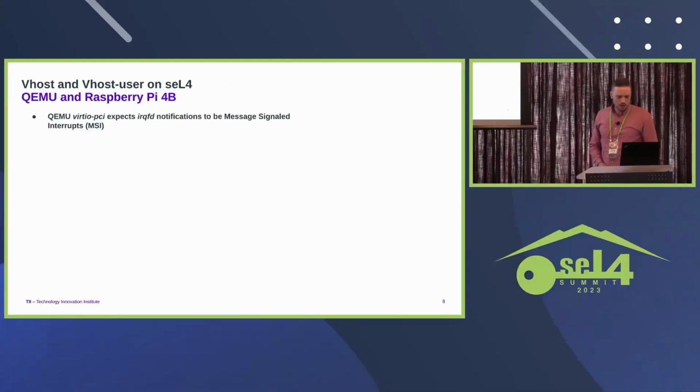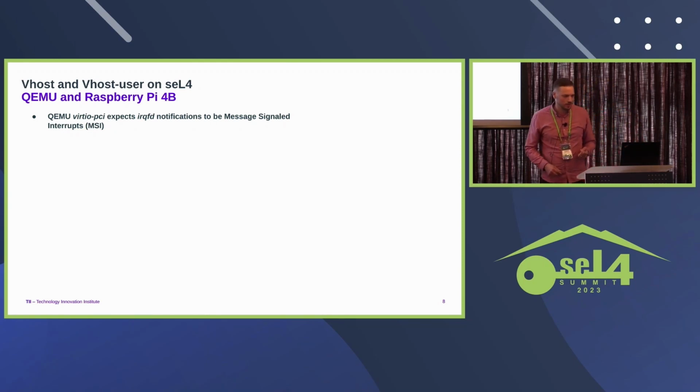Okay, so we did this with QEMU and Raspberry Pi 4B, and obviously there were some things that had to be done in order to get this working. The first issue was that the VirtIO PCI expects IRQFD notifications to be MSIs. MSI is an interrupt mechanism in PCI, and there are also legacy interrupts. MSI is kind of the better way of interrupting. With legacy interrupts, you only have a limited number of interrupts available.